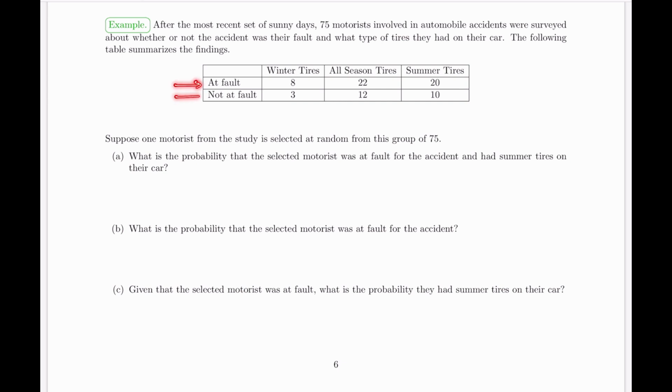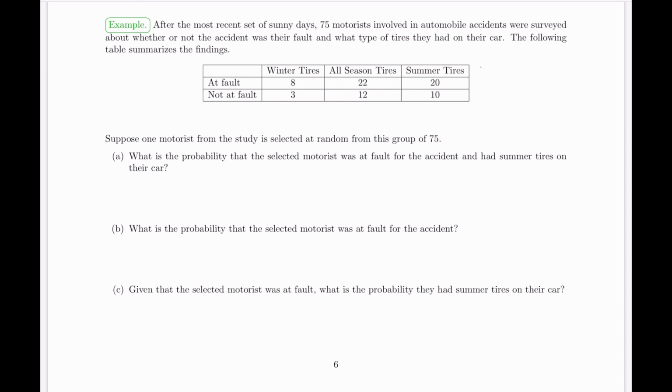So notice that I have two rows here, one corresponding to motorists that said that they were not at fault, and one corresponding to the motorists that said they were at fault. And I have three different columns that correspond to three different types of tires: the winter tires, all-season tires, and summer tires. So how do we read this table? The number here, so number 8, for example, corresponds to the row and the column that it resides in. So that means 8 motorists were at fault and had winter tires on. This means that there are 12 motorists that were not at fault and that had all-season tires on.